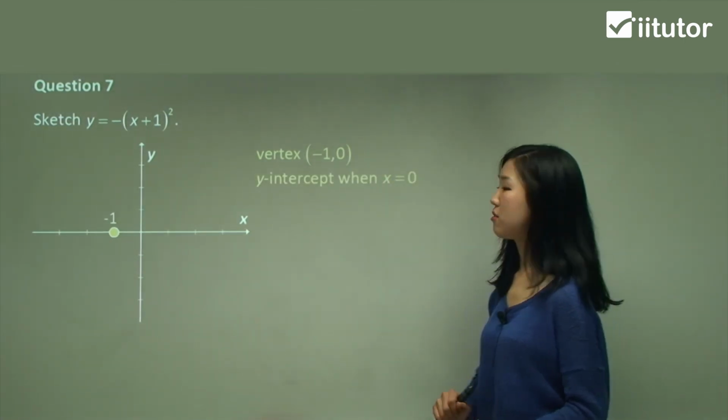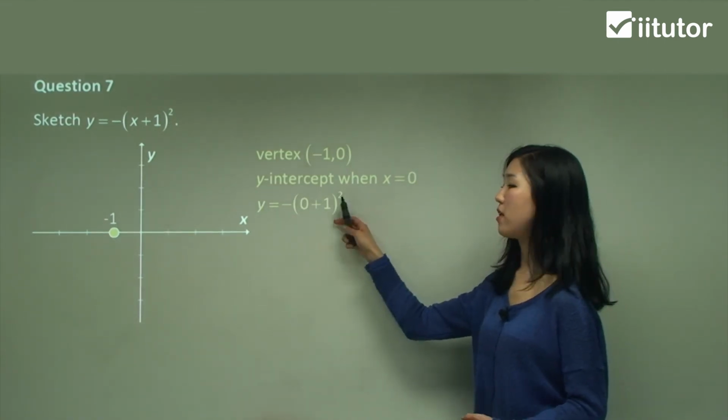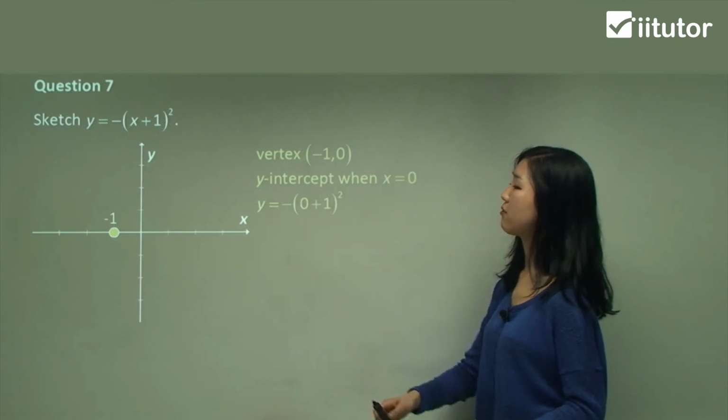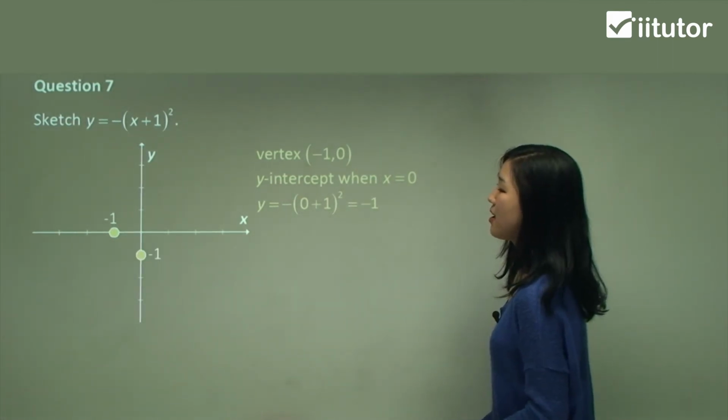Now we're going to find the y-intercept. Just sub in x equals 0, just like that. 0 plus 1 is 1. 1 squared is 1. So if we have a negative in front, it's going to be -1. So just sub it in.